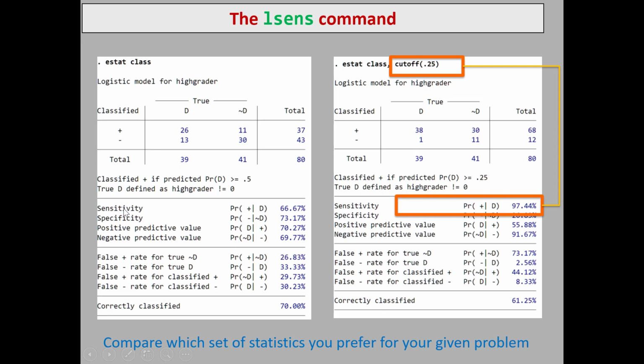Now, depending on what you're considering substantively, so the topic that you are studying, you might think, well, I'm very interested here in having that sensitivity value high. That is the probability, given that the true value is 1, that you predict that there indeed is a 1. So if there is a real 1, how likely is it that you will find it?